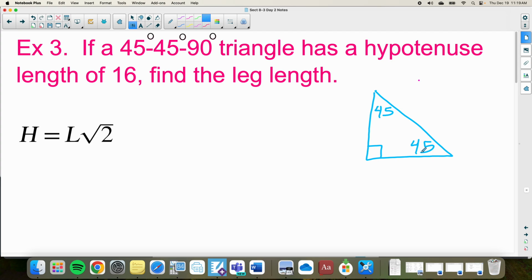45, and that's 90, okay? It has a hypotenuse of 16. So across from the right angle is the hypotenuse, and that's 16. If you guys remember from yesterday, we called the two legs L's, and remember they were congruent, and across from the right angle was our H. So now I'm just gonna go back over here and solve this. The H is 16, the L is what I'm looking for, and it's times root 2.